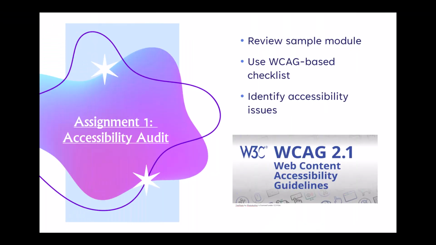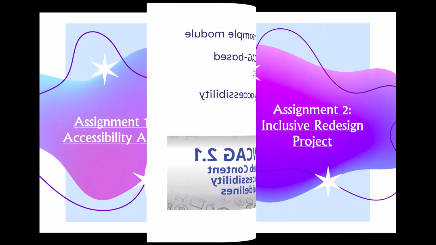Your first assignment is the accessibility audit. You'll review a sample online module using a WCAG-based checklist to identify potential accessibility barriers. This will sharpen your eye for compliance issues and set the stage for designing improvements later in the unit.